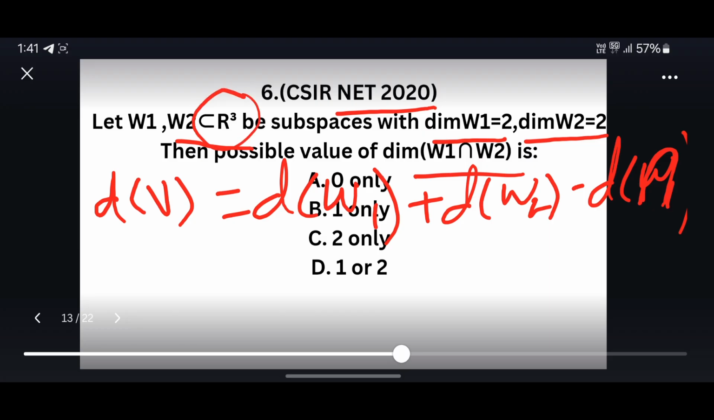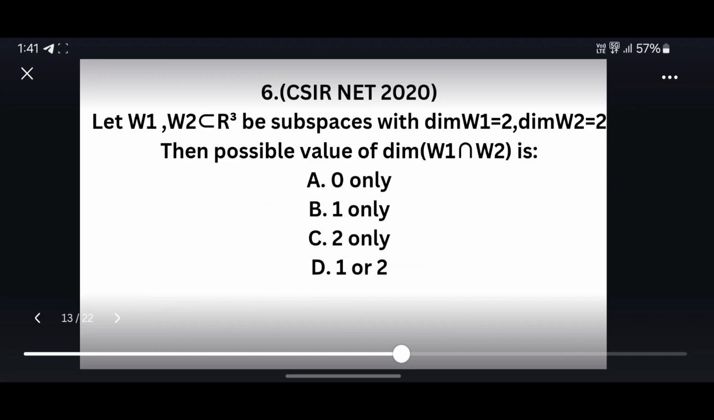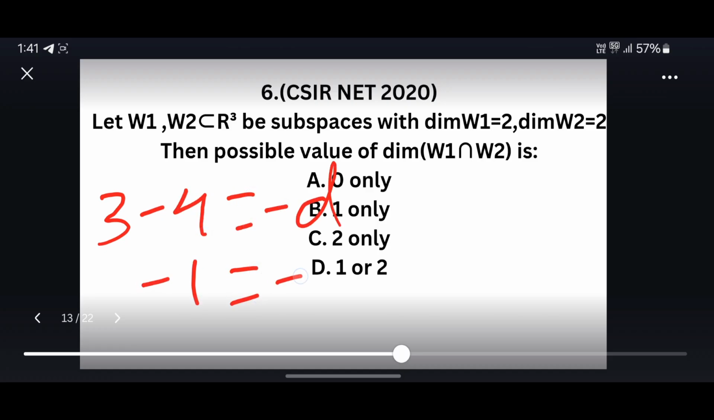What is the dimension of R cube? 3. So 3 equal to, what is the dimension of W1? 2. What is the dimension of W2? 2. And the dimension of the intersection, we want to find out, write D only. So here 3 equal to 2 plus 2, 4 minus D. So 3 minus 4 equal to minus D, which means minus 1 equal to minus D. Minus minus get cancelled. What is the D value? 1. So D is 1 only.